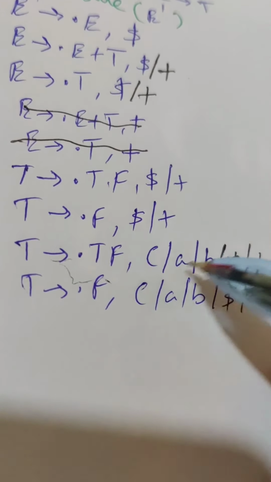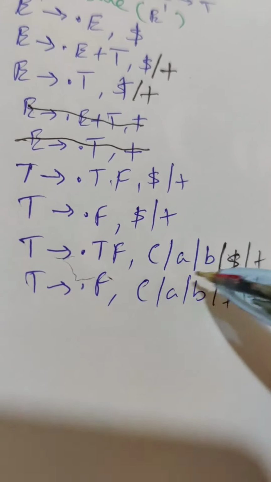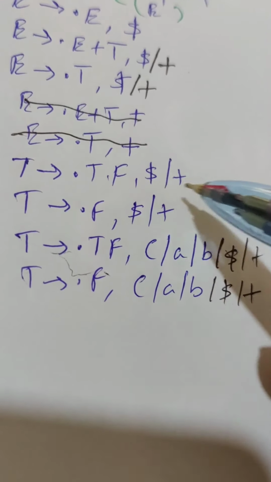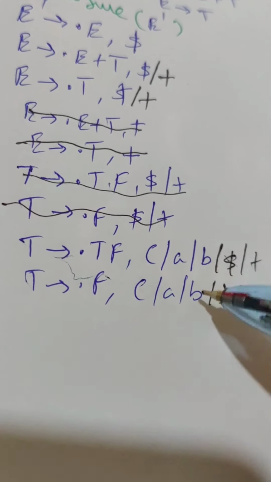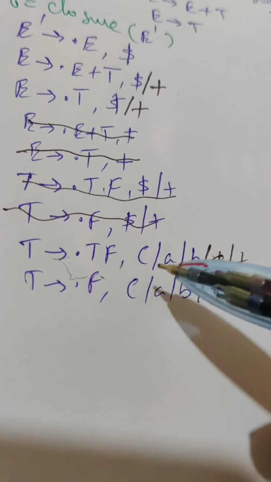Either we can go back and add this here, or we can just continue with this, because these rules are already here and dollar and plus are already taken here. So I can just eliminate these two rules and continue with these two. Okay, so these are the lookaheads of these rules we have now.